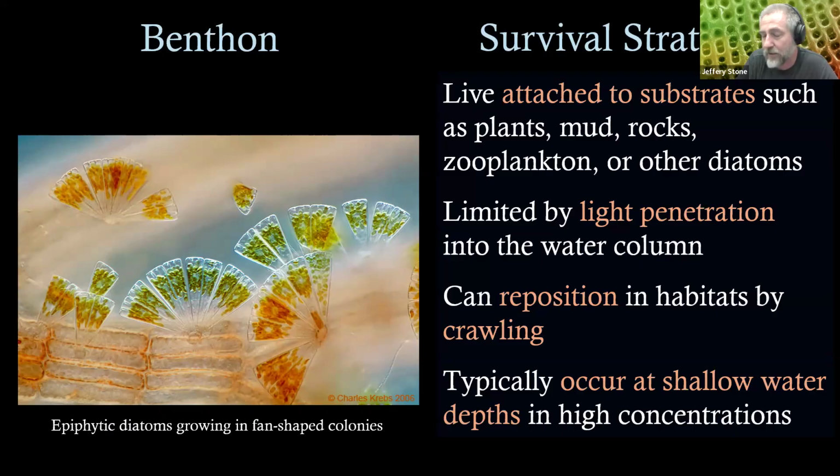And so typically, these diatoms, because they have a raphe, are able to reposition themselves by crawling around in the habitat, attaching themselves to substrates that they may prefer. If light conditions or water conditions change, they may actually migrate, very slowly, along these substrates that they can be attached to. And because they're limited by sunlight and how far the sunlight penetrates into the water, where it interfaces with some sort of a substrate, they typically only occur in shallow water depths.